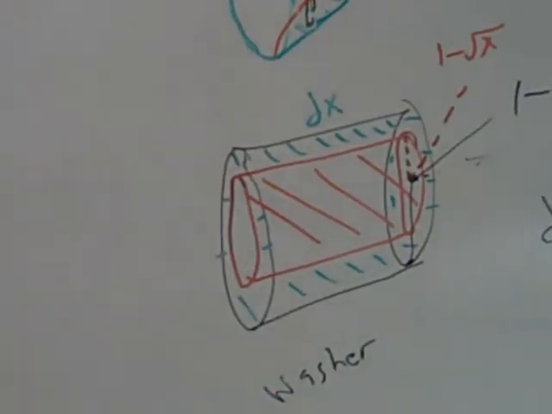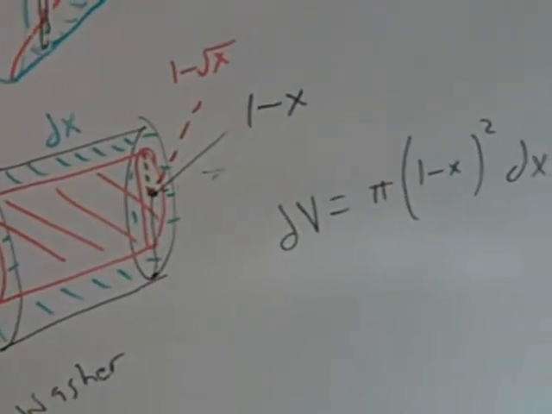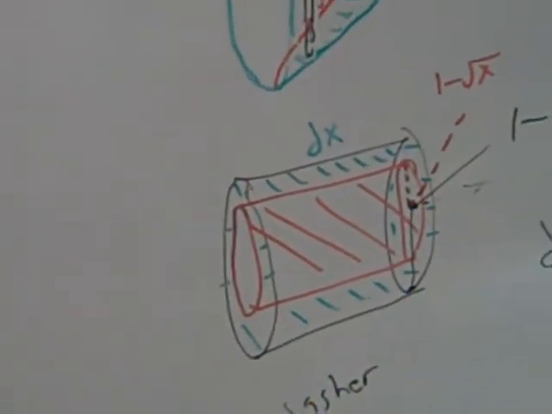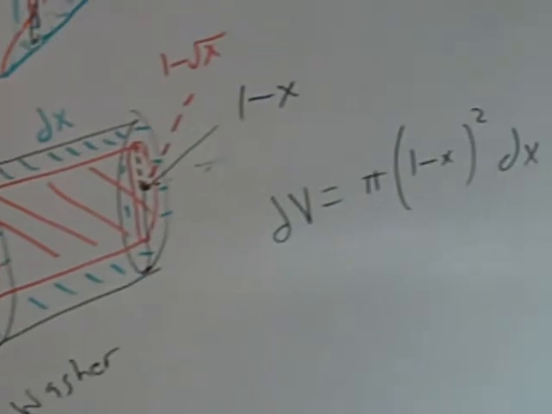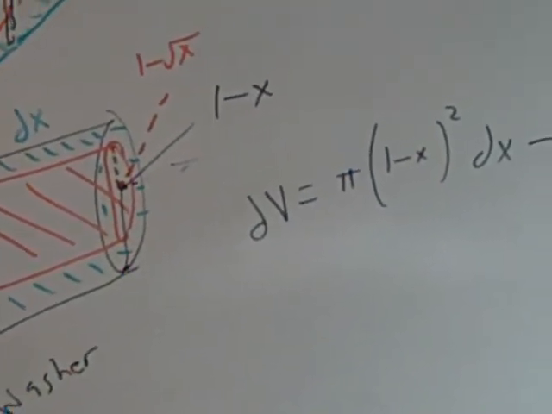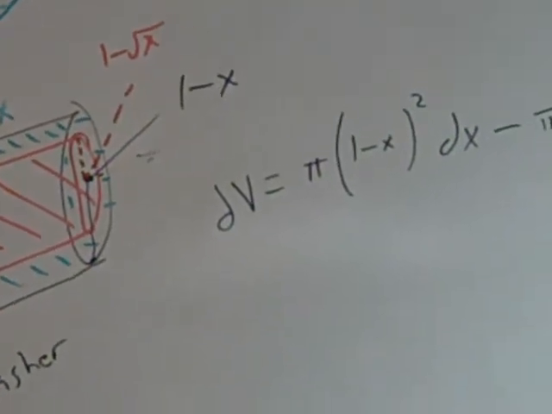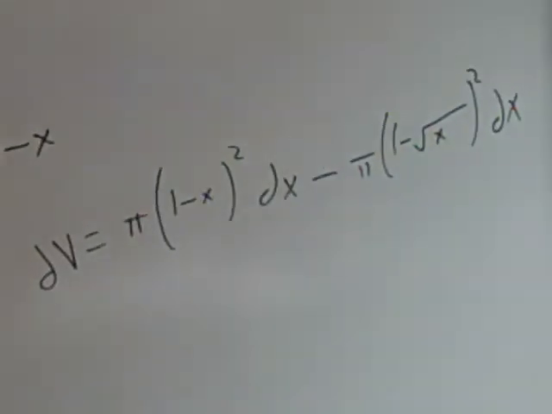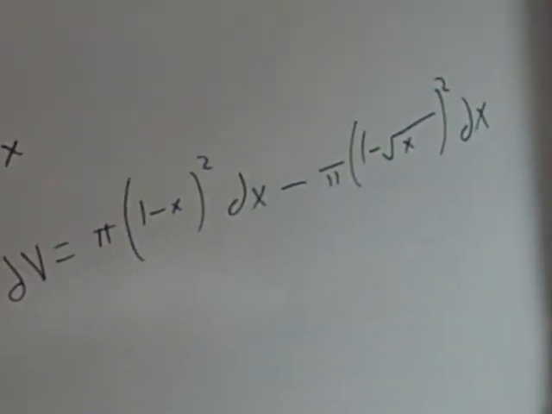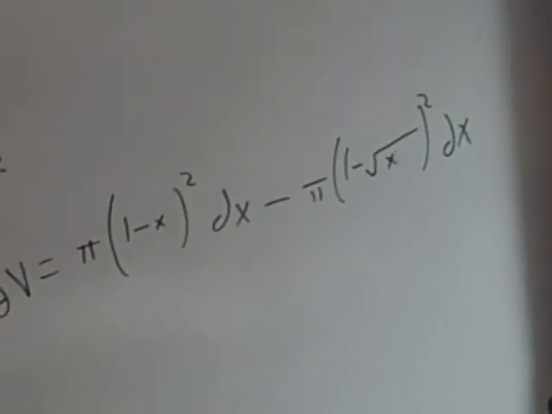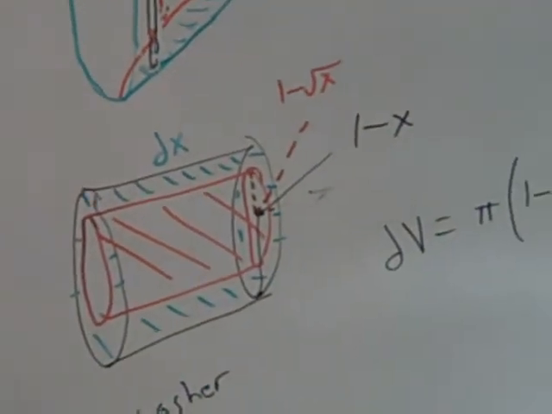Now, the volume of this guy is the infinitesimal volume dV. This is called a washer. We take the volume of the whole cylinder first, which is pi times 1 minus x, our radius, squared, times dx, the thickness, pi r squared h for a cylinder in geometry. And then minus the inward piece, that's 1 minus rad x, squared, dx. So we're taking away that center cylinder.